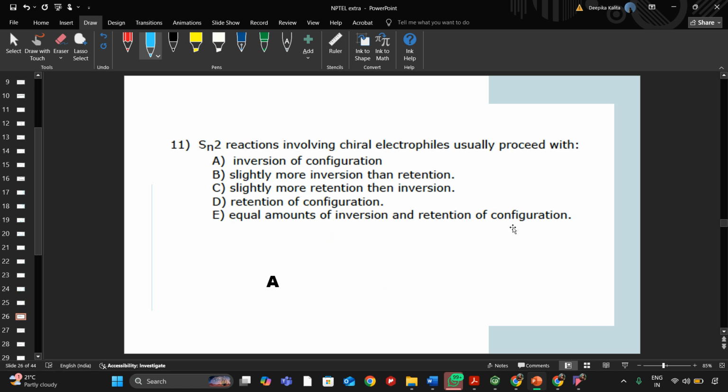Next, we are going to study a few questions from various reaction mechanisms. SN2 reactions involving chiral electrophiles usually proceed with inversion of configuration, slightly more inversion than retention, slightly more retention than inversion, retention of configuration, or equal amounts of inversion and retention.